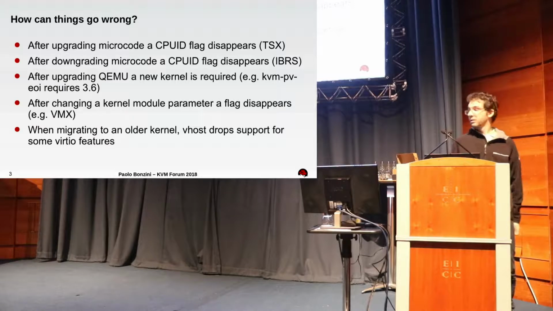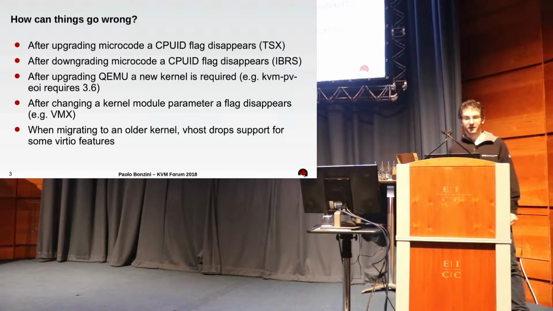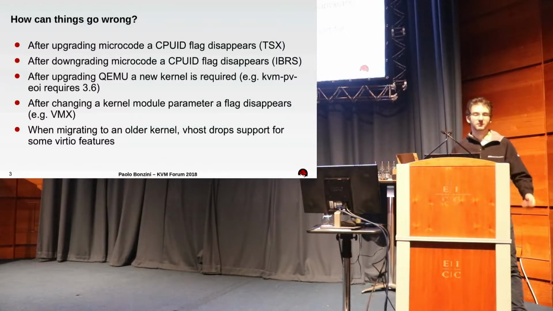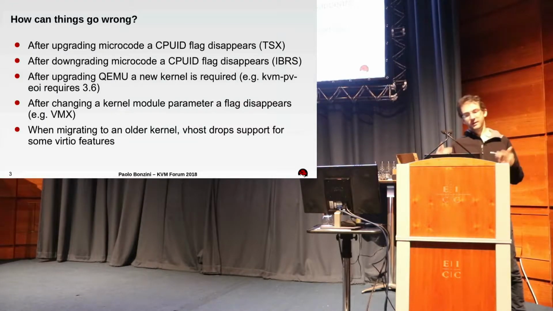And also there can be more interesting cases. Like you migrate to an older kernel, vhost drops support for some virtio feature, and the live migration fails. In this case, it's probably unlikely that the machine would fail to start, but it may fail to migrate, for example.